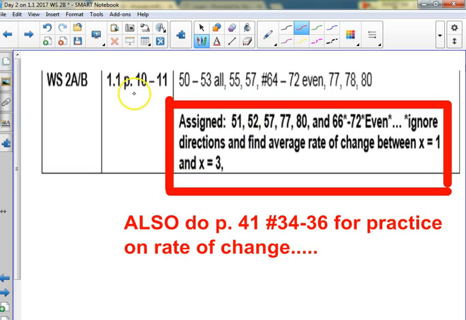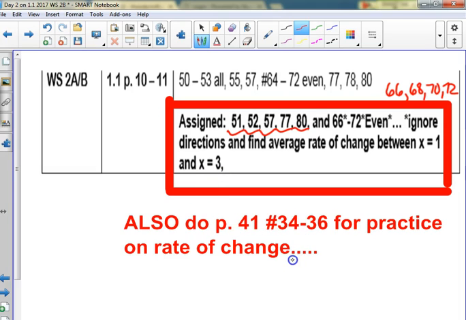So you have already been assigned some problems on pages 9 and 10. This is the assignment that goes with, are you on your green sheet? It says to do these problems. So you're supposed to add these to the original assignment on 1.1, and then do 66 through 72, the evens. That's a whole whopping 66, 68, 70 and 72. And you're to ignore the directions and find the average rate of change between x equals 1 and x equals 3. Okay?